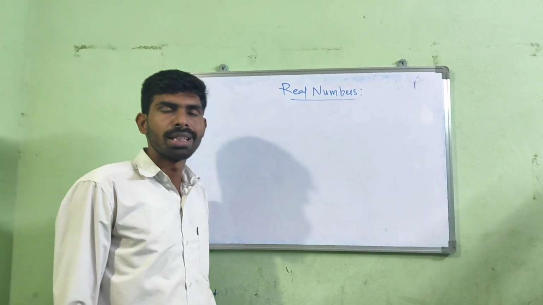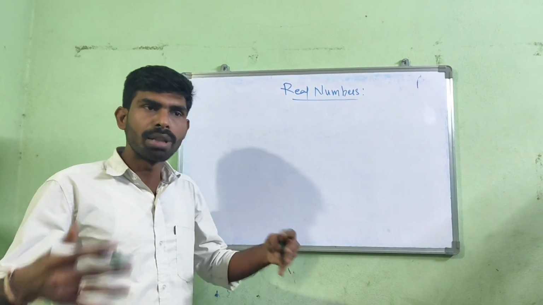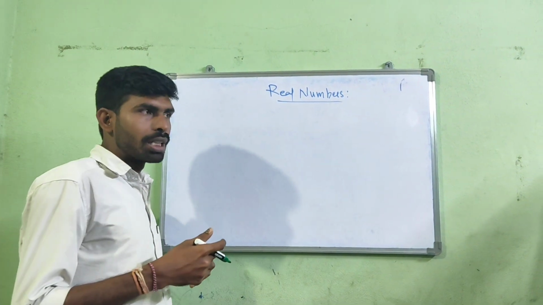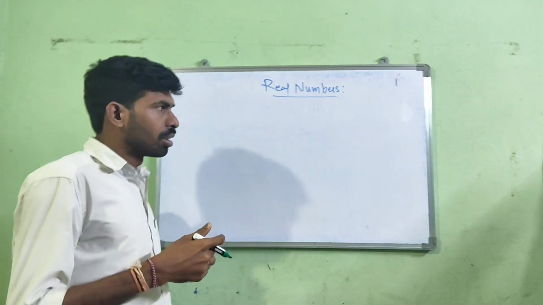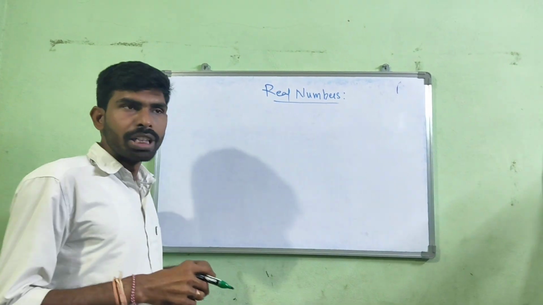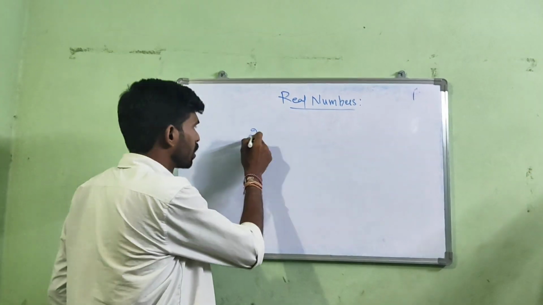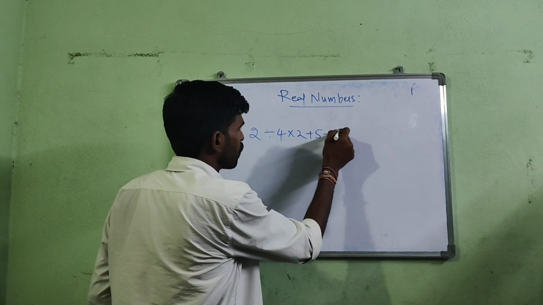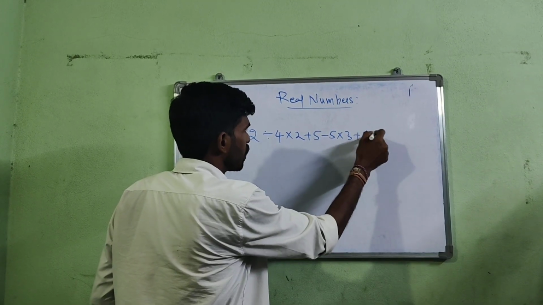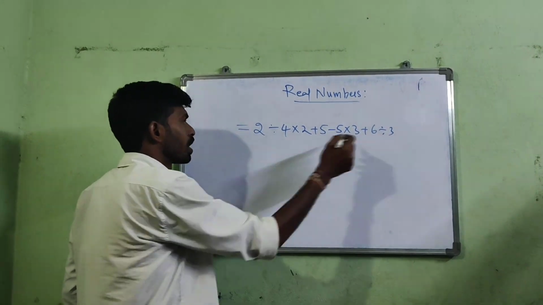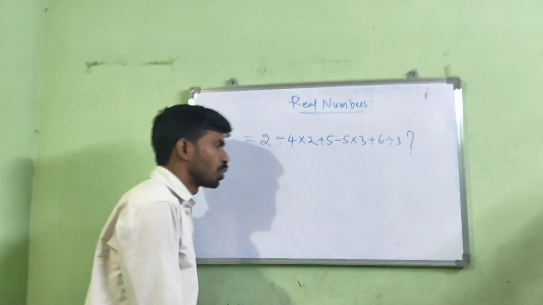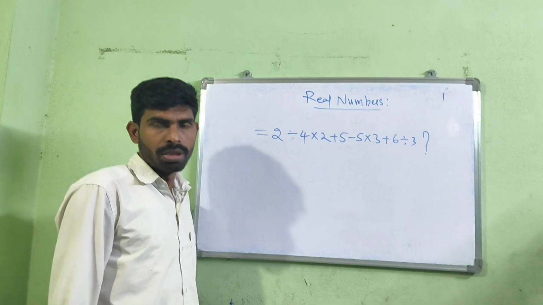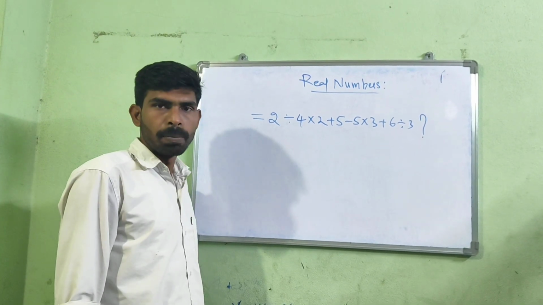While we are doing multiplication, addition, subtraction, or combining different types of problems, or solution based questions, we need to know what the BODMAS rule is. For example, if the question is like this: 2 plus 5 and minus 5 into 3 plus 6 divided by 3. What is the solution for this? Which operation do we need to do first? That is the main criteria.